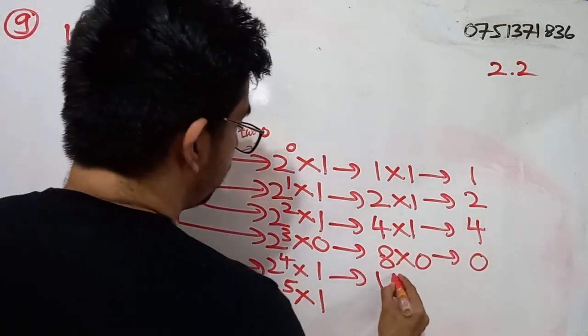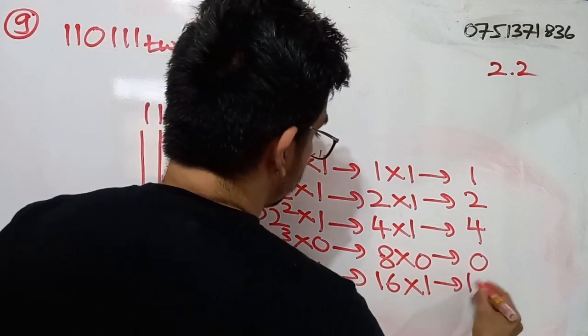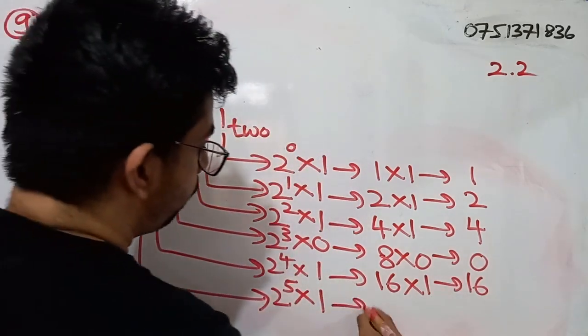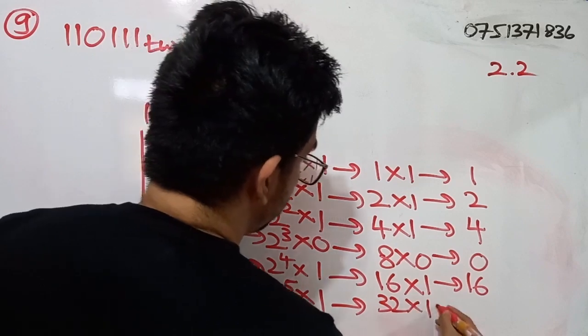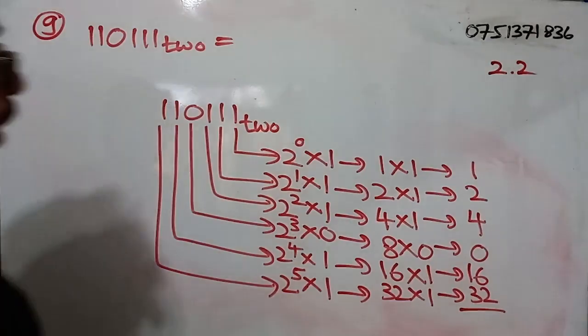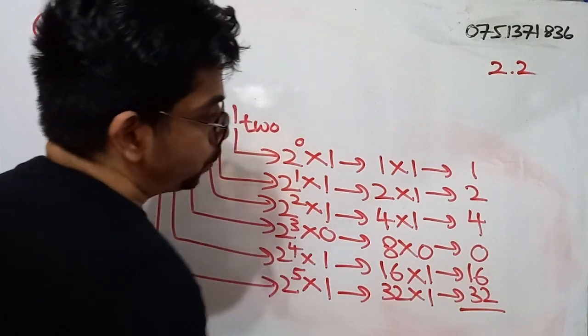2 to the power 4, that is 16. 16 into 1, we get 16. 2 to the power 5, that is 32. 32 into 1, we get 32. Right, so we will have to add these values together.